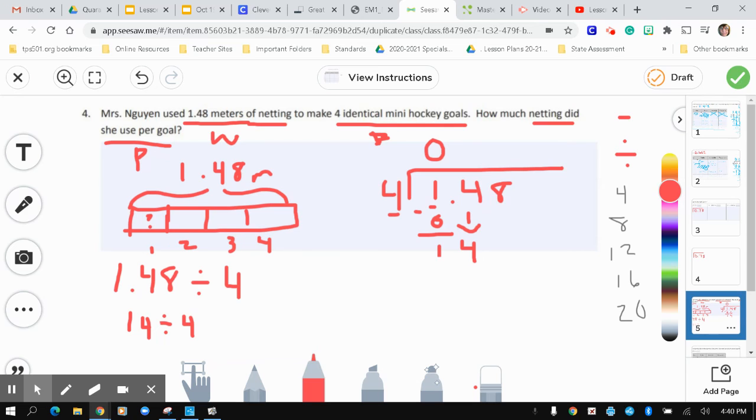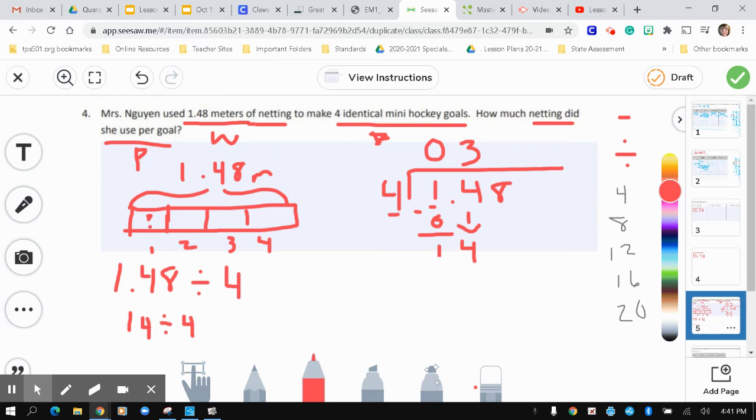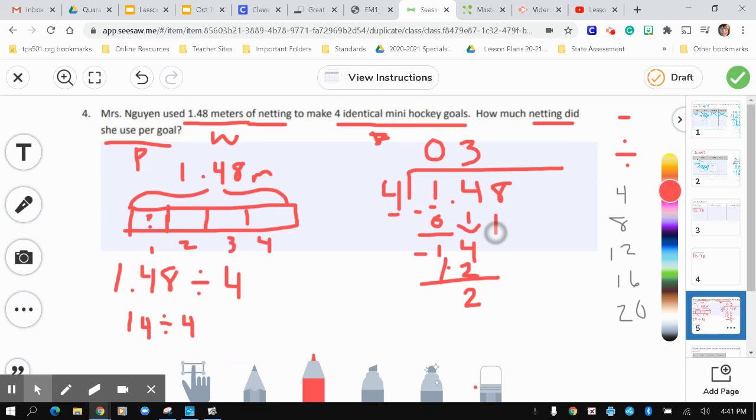So the closest that I could get is 12, because if I did 16, that would go over. That would be too big. So the closest I can get is 12, which is 4 times 3. So now I'm at step 2, which is to multiply. I'm going to multiply my partial quotient 3 times my divisor 4, and I get 12. Now I'm at step 3, which is to subtract, and I get 2. Now I'm at step 4, which is to bring down. I'm going to bring down that final number, which is 8.